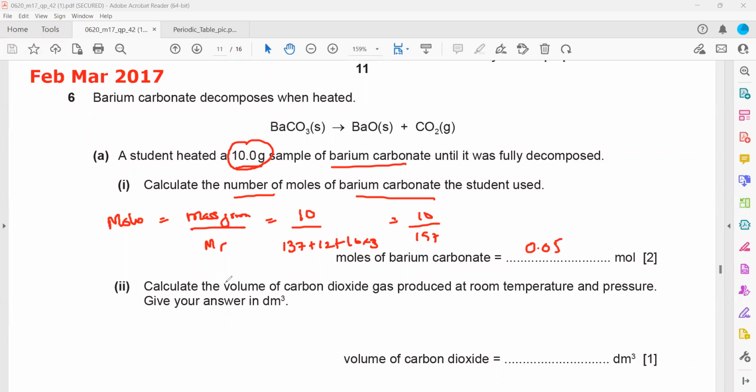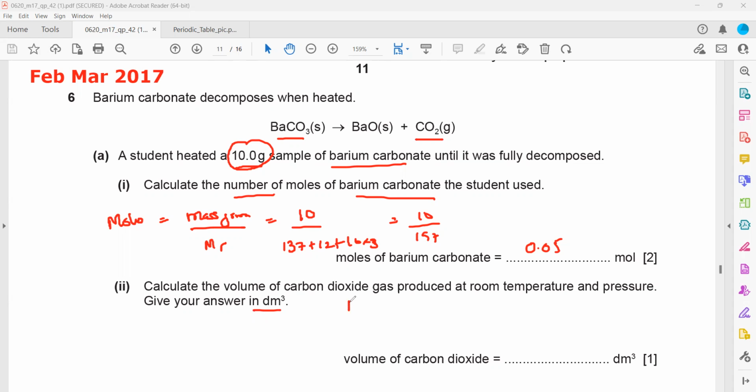barium carbonate. Then next is calculate the volume of carbon dioxide gas produced at room temperature and pressure, and your answer should be in decimeter cube. Moles times 24 equals volume in decimeter cube. But first, we have the moles of barium carbonate and we don't have any information about carbon dioxide. So what we should do first is get the moles of carbon dioxide, because we need moles first to get the volume.